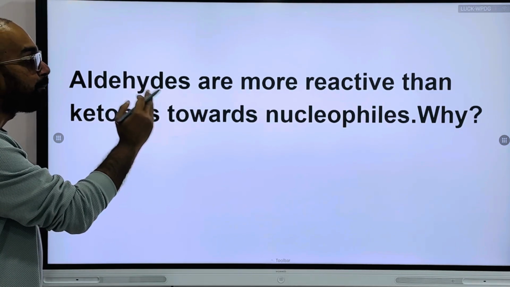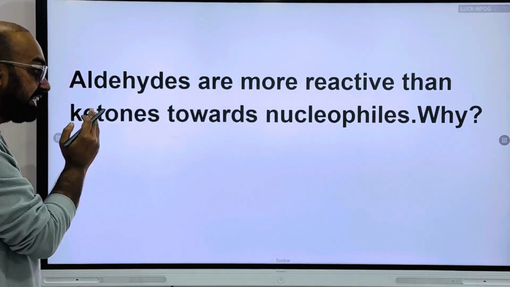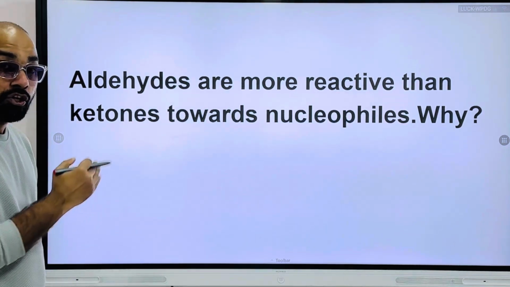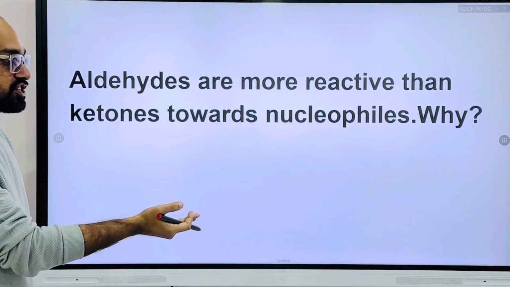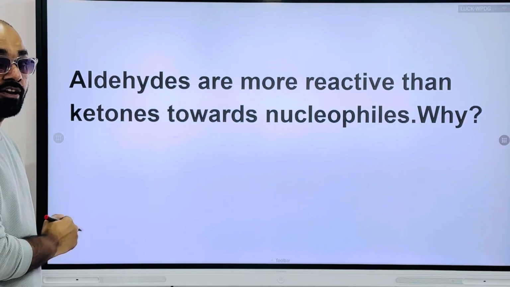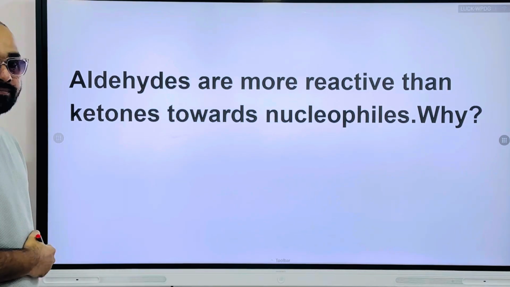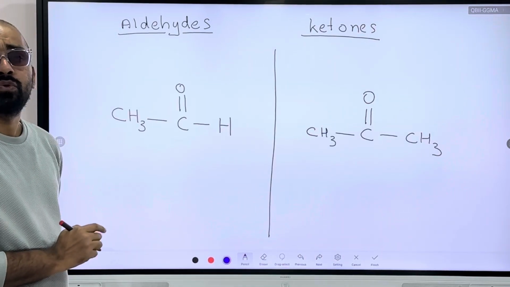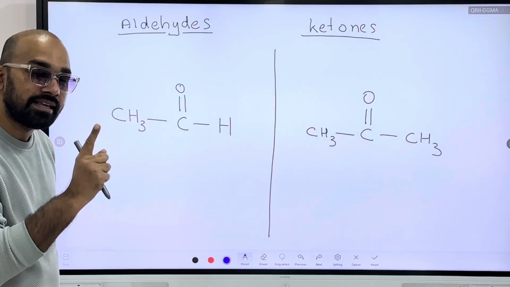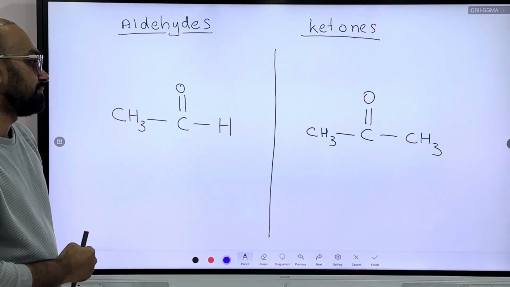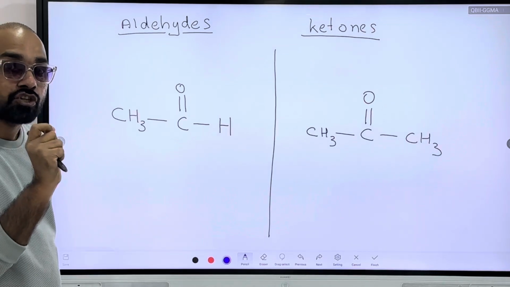Aldehydes are more reactive than ketones towards nucleophiles or nucleophilic addition reactions. Why? First I will give you a detailed answer, then a statement answer. It is basically due to two reasons. Reason number one is electronic reason. Reason number two is steric reason. Okay, first I will explain electronic reason.